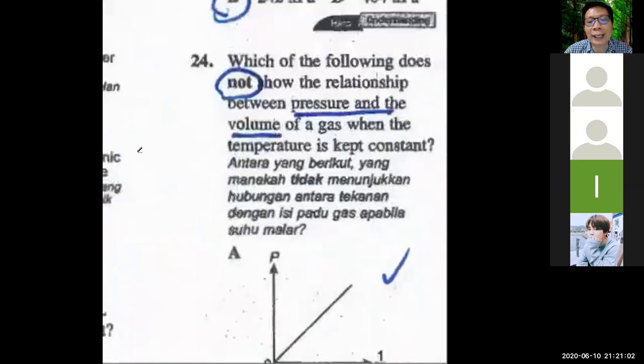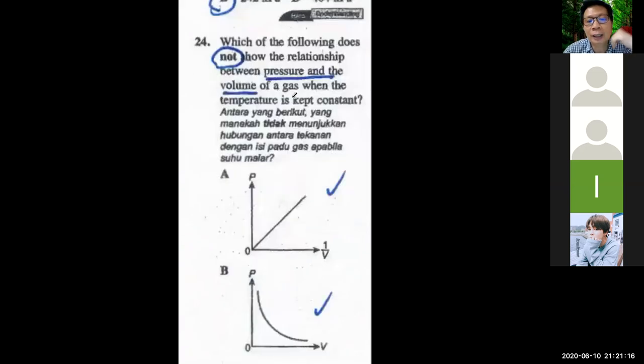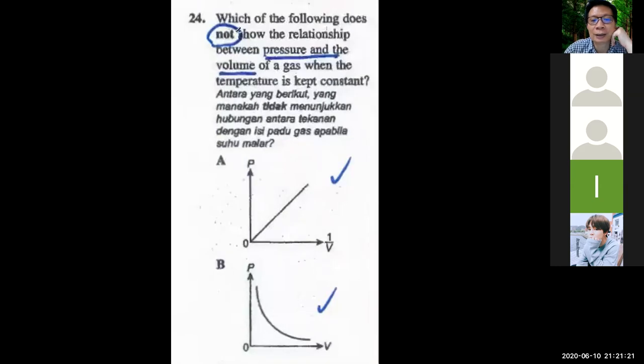Question 24. Which of the following does not show the relation between pressure and volume? Boyle's law, pressure, volume. So which graph does not show the relationship between the pressure and the volume? Okay, before this, when you study Boyle's law, you know the relationship between pressure and volume is inversely proportional.